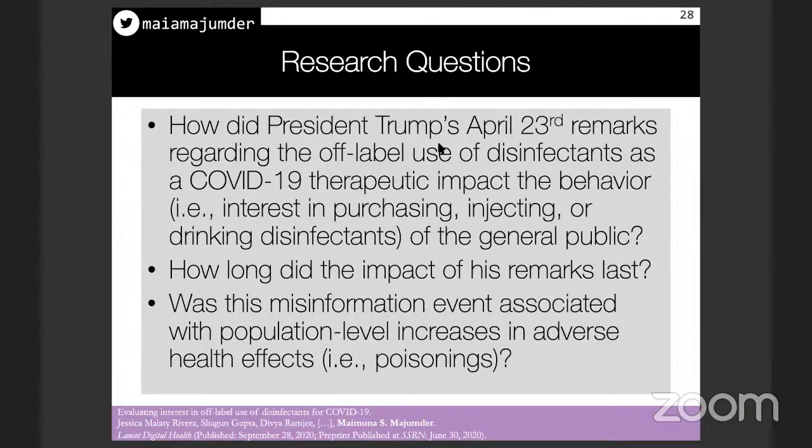Following April 23rd, my research group was interested in answering 3 specific questions. First, how did President Trump's remarks impact the behavior of the general public with respect to interest in purchasing, injecting, or drinking disinfectants? Second, how long did the impact of his remarks last? And finally, was this misinformation event associated with population-level increases in adverse health effects, such as poisonings?